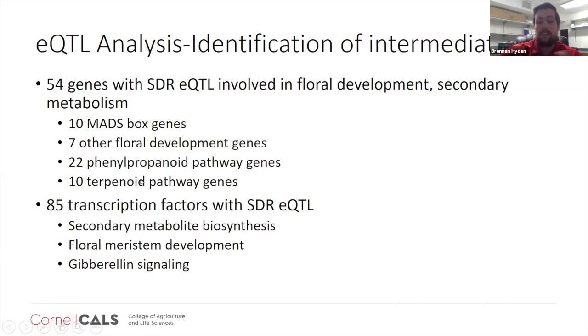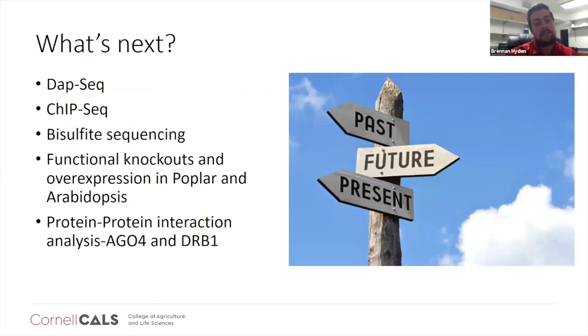We also identified 85 transcription factors that were associated with the sex determination region. Among these were transcription factors involved in secondary metabolism, floral development, and gibberellin signaling as well. These are candidate genes for being intermediates between the sex determination region and the thousands of genes downstream that are differentially expressed. All these were determined bioinformatically, but we really need to validate them using functional data. This is the next step that I hope to accomplish in the next couple of years.